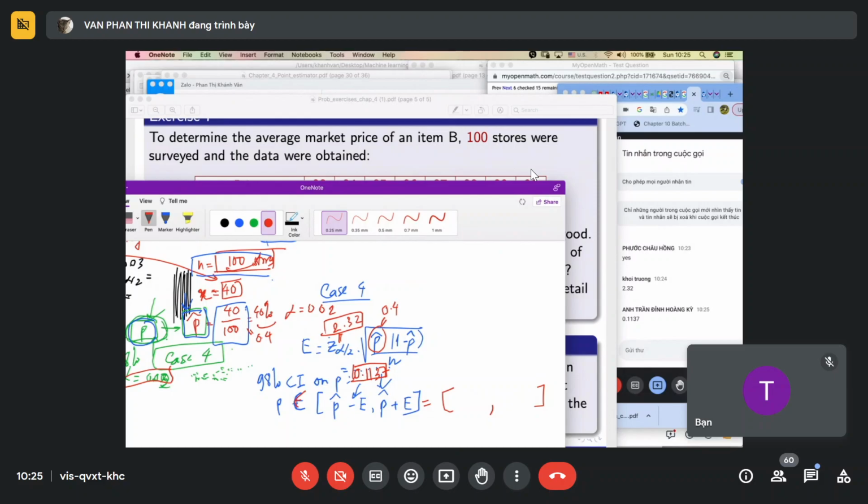0.1137. So P hat is 0.4 and you subtract it by this number. So what do you have? 0.3682, right? And 0.5137. Got it? Yes?